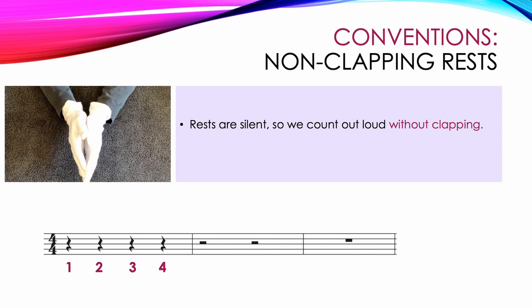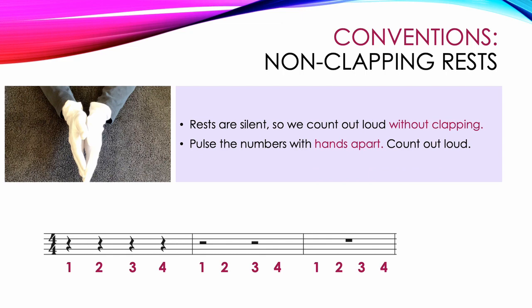In the second measure, we have 2 half rests. So on the first half rest, we count out loud 1, 2 without clapping, and then we count 3, 4 without clapping. The last measure is a whole rest, so we would count out loud 1, 2, 3, 4 without clapping. So what do we do with our hands while we're counting out loud?